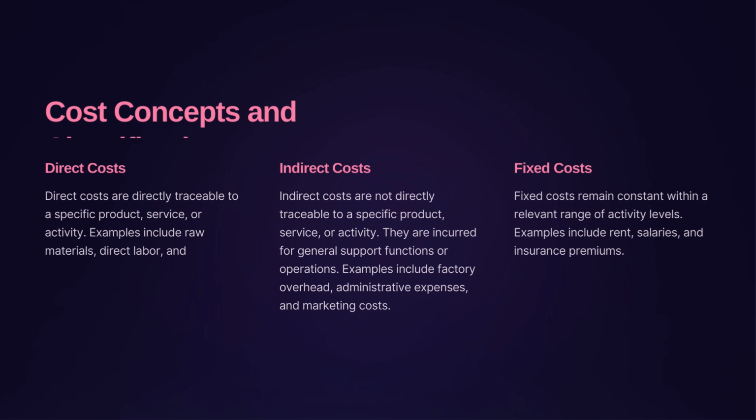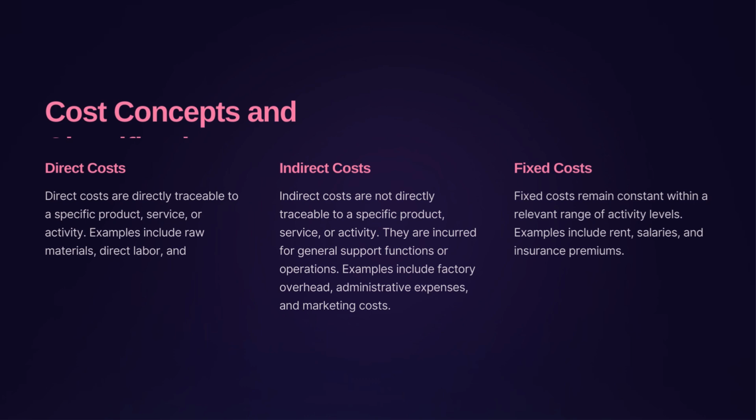Cost concepts and classifications. Direct costs. Direct costs are directly traceable to a specific product, service, or activity. Examples include raw materials, direct labor, and manufacturing supplies. Indirect costs. Indirect costs are not directly traceable to a specific product, service, or activity. They are incurred for general support functions or operations. Examples include factory overhead, administrative expenses, and marketing costs.